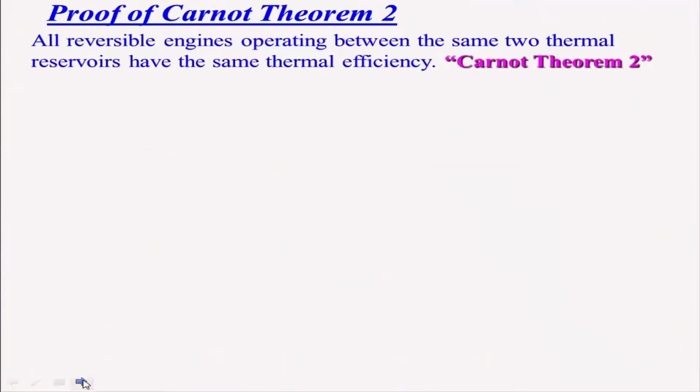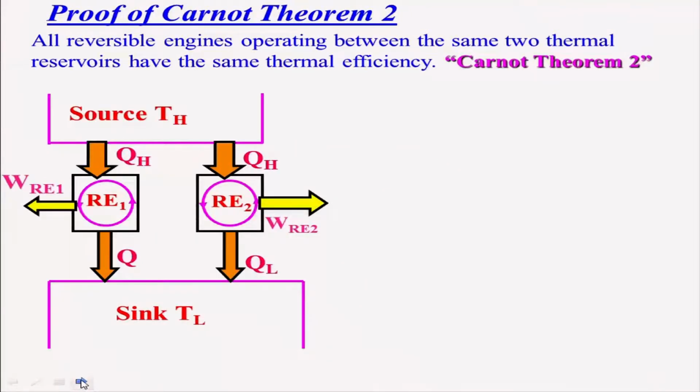So let us look at the proof of Carnot theorem 2. According to Carnot theorem 2, all reversible engines operating between the same two thermal reservoirs have the same thermal efficiency. What we will do now is consider a reversible engine 1, which is absorbing a certain amount of heat QH from the source and rejecting a certain amount of heat QL to the sink while producing a certain amount of work, WRE1.